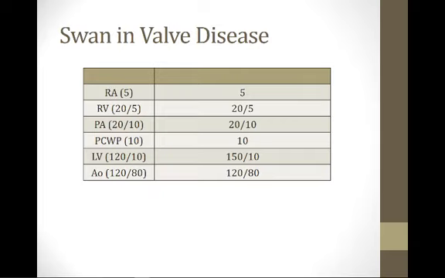Now let's look at another case. Here we have a patient with a normal RA pressure, normal RV pressure, normal pressure in the PA, and normal wedge pressure. However, when we get to the left ventricle, the diastolic pressure is normal, but the systolic pressure is increased. In addition, the systolic pressure in the left ventricle of 150 is not equal to the systolic pressure in the aorta of 120. This should never happen except when you have aortic stenosis.